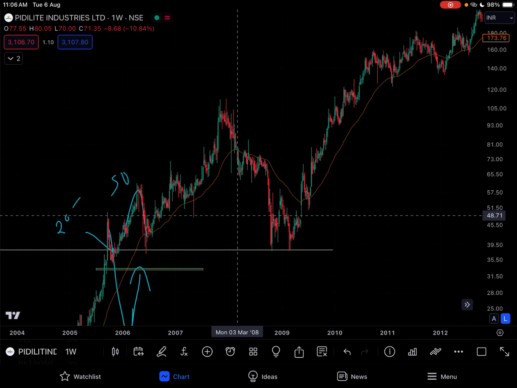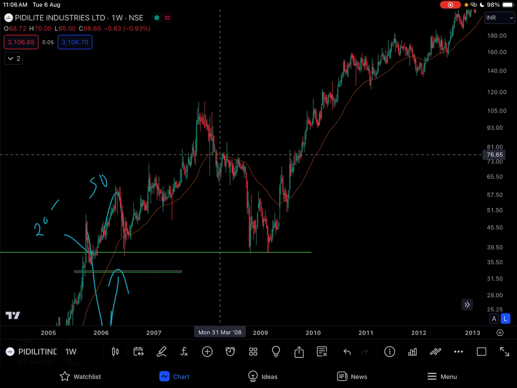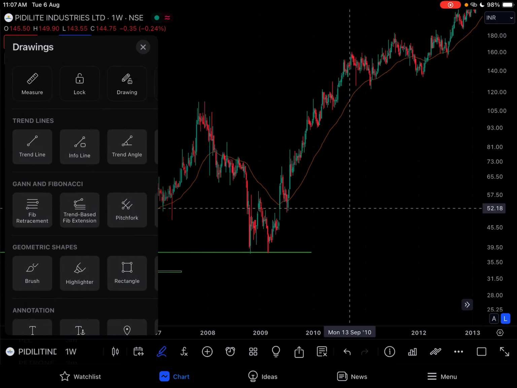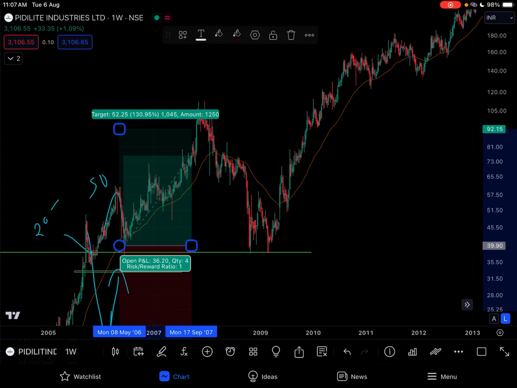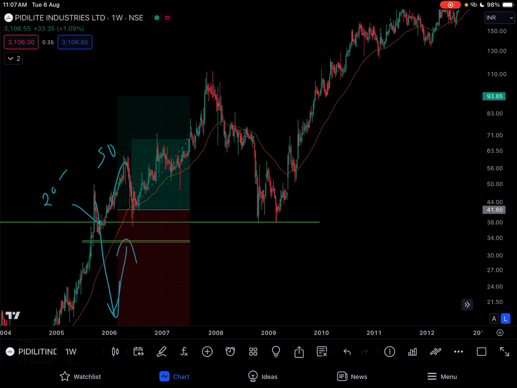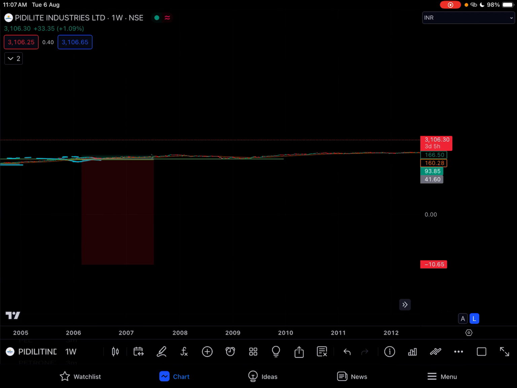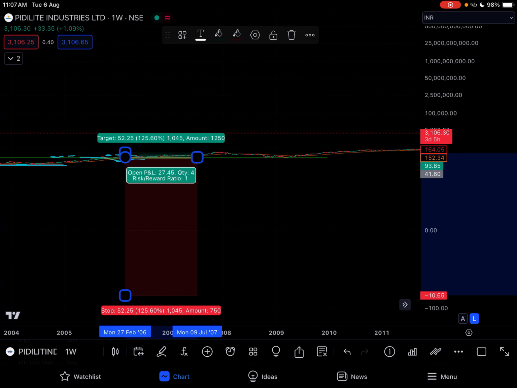Okay, but we will book here. If getting 1-3, we will book here. More than 1-3, you can hold as long as it runs. If this time I just create a long position here also, you can see if you entered here and put the stop loss below the recent swing, where is the recent swing?